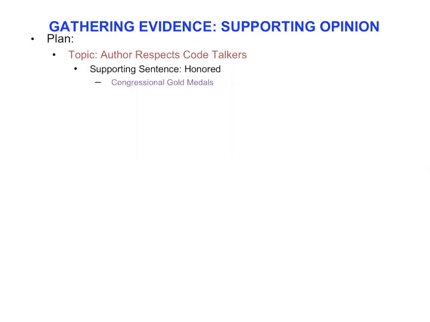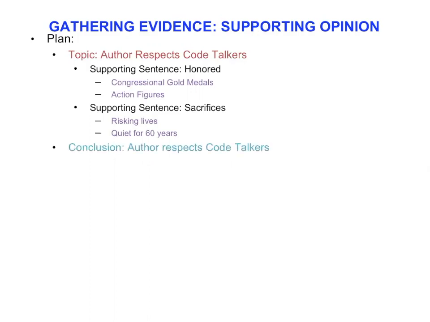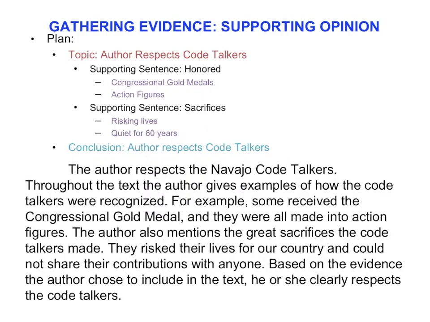So I listed a couple ways they were honored: congressional gold medals and action figures. Then I thought of another supporting sentence to explain how he respects them by talking about the sacrifices the code talkers had to make, like risking their lives and having to stay quiet about their contributions for 60 years. Then I want to conclude my paragraph by somehow repeating that the author respects the code talkers. So after that, I finally went to write my paragraph, and here's what I came up with.